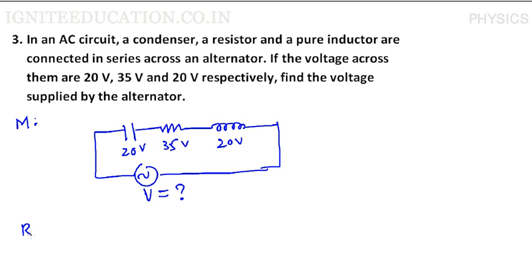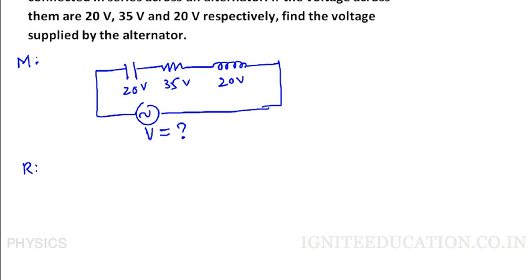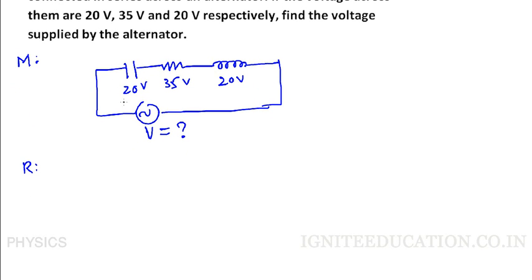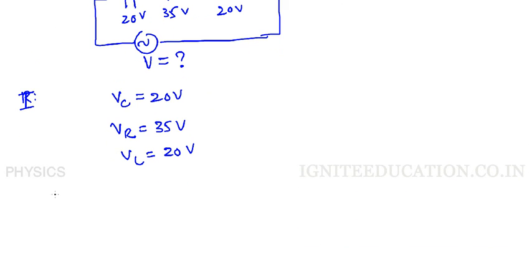Now we will resolve. While resolving we have two solutions. I will explain both. First, look at the given data. First of all I will write the given data. VC, the voltage at the capacitance or condenser, is equal to 20 volts, VR is equal to 35 volts and VL is equal to 20 volts. So I am resolving right now.